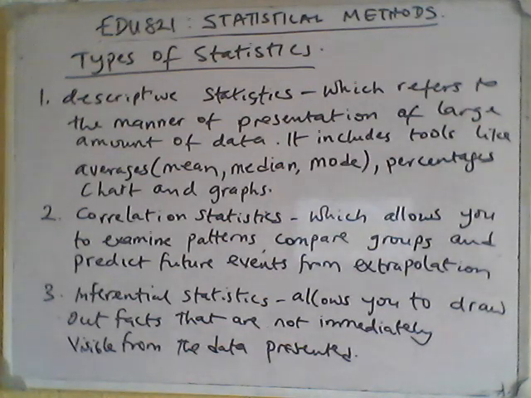The final one is inferential statistics. So you can draw by inference what's going on. It allows you to draw out facts that are not immediately visible from the data. There are some things that data will not tell you, but because of what you can see, you can draw facts. It also involves making predictions or inferences about a large group of data based on a smaller sample. It uses probability to estimate and to test hypotheses.